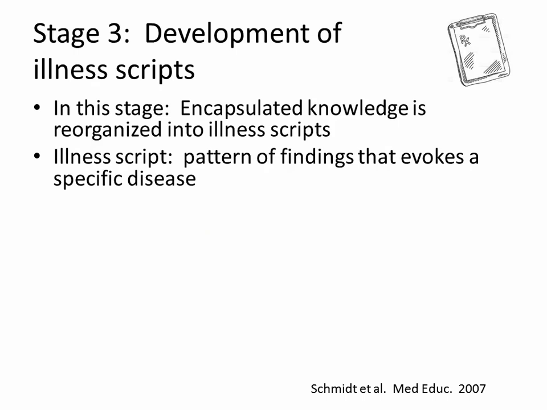Stage 3 involves the development of illness scripts. In this stage, that encapsulated knowledge is reorganized into illness scripts, and just so we're all on the same page, an illness script is a pattern of findings that evokes a specific disease. And you may be wondering, what's the difference between an encapsulated description and an illness script? The stage of encapsulation still relies heavily on pathophysiology. When you get to the stage of illness script, the thought is it's dependent much more on clinical or contextual information, so patient characteristics and risk factors and that sort of thing, as opposed to pathophysiologic mechanisms of disease.